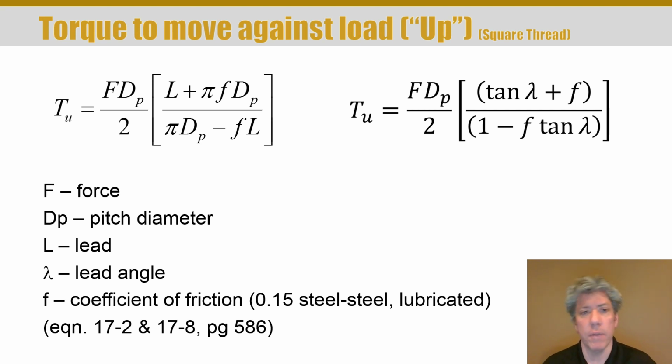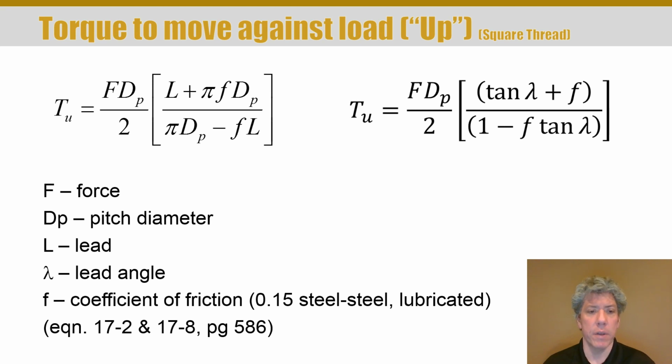Now, capital F is the force that is applied to the nut to try and get it to move opposite the direction that it's actually moving. D sub p is again the pitch diameter of the screw. L is the lead of that screw, lambda is the lead angle, and f is the friction coefficient between the nut that's riding on the screw and the screw itself. Typically, you're talking about steel on steel, and if it's well lubricated, then about 15% or so is a good estimate for the coefficient of friction between the nut and the screw thread.